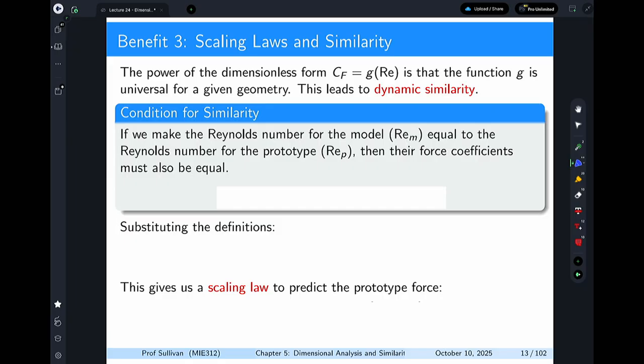So power scaling, we have CF as a function of Reynolds number. Really what you're trying to do is match the Reynolds number of the prototype to the Reynolds number of the model. And the same thing with the force coefficient. And if you do that, it's really good. Everything kind of works really well in my head.